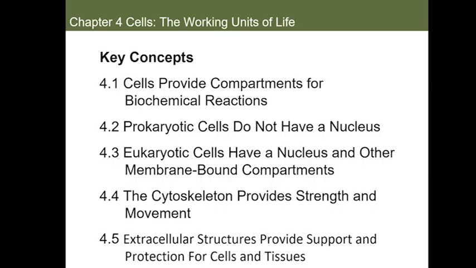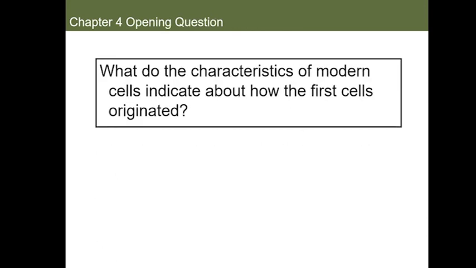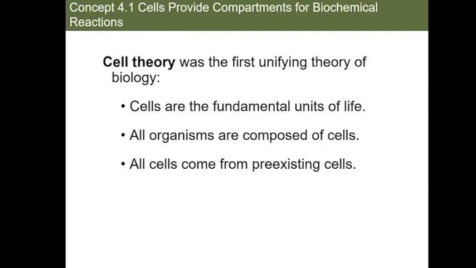Okay. So the key concepts are cells provide compartments for biochemical reactions. Prokaryotic cells do not have a nucleus. Eukaryotic cells have a nucleus and other membrane-bound compartments. The cytoskeleton provides strength and movement, and extracellular structures provide support and protection for cells and tissues. So our overarching question is, what do the characteristics of modern cells indicate about how the first cells originated?